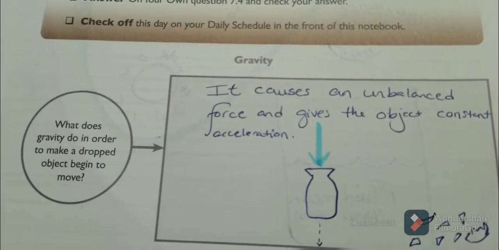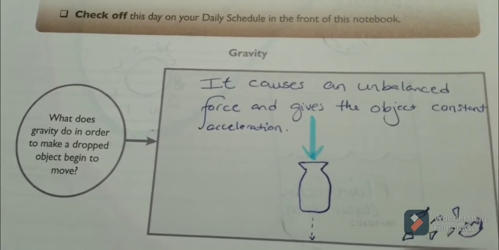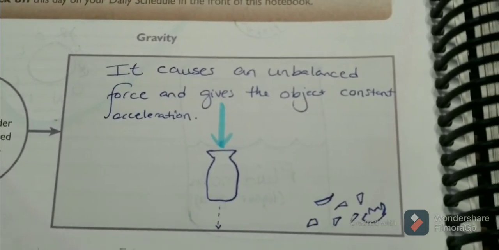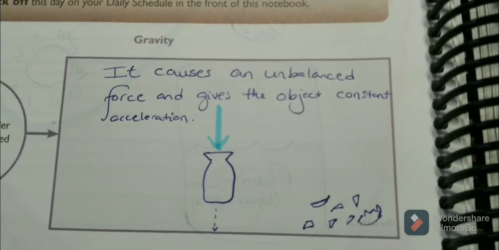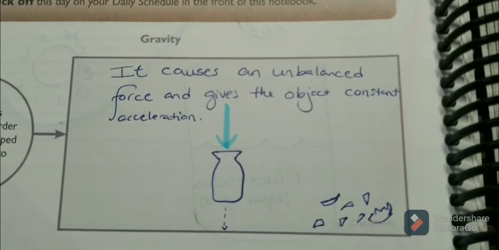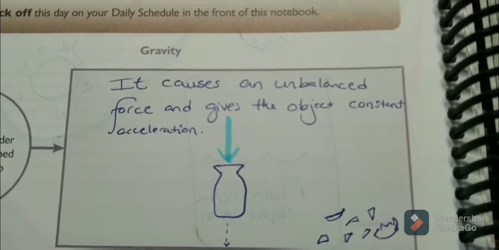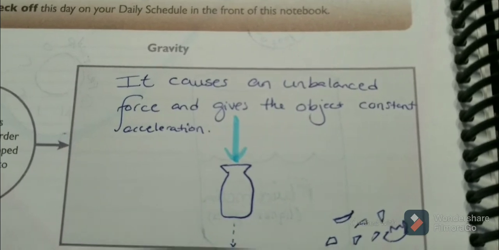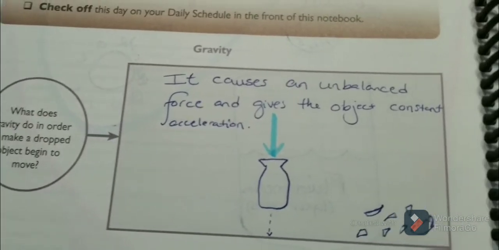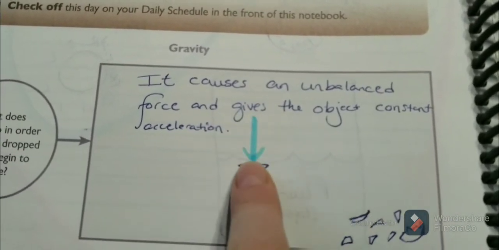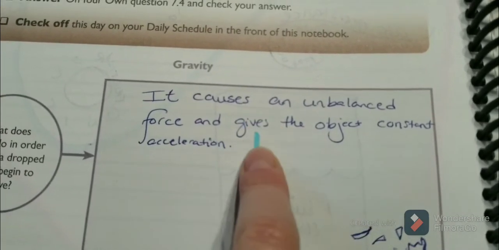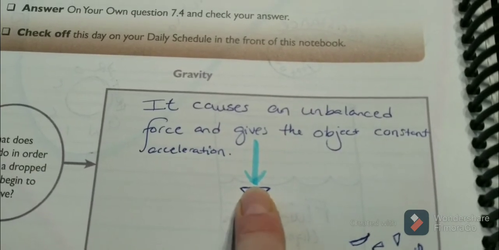All right, so here we go. Gravity. What does gravity do in order to make a dropped object begin to move? Well, it causes an unbalanced force, like we saw earlier, where we had a stronger side and a weaker side, and it gives the object constant acceleration, which is change, right? Constant change. So if we are dropping this, or we just let go of this vase in the air, obviously force of gravity is greater than any other.